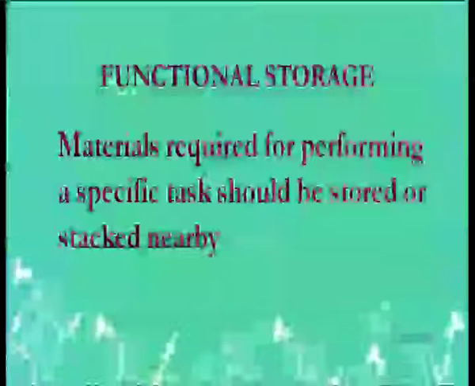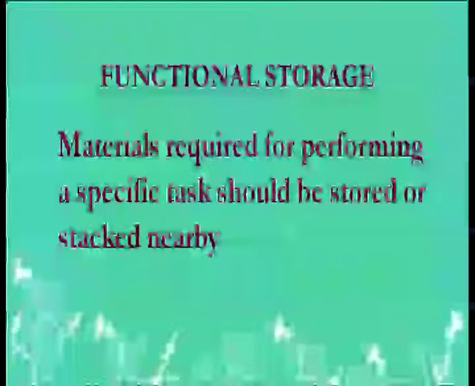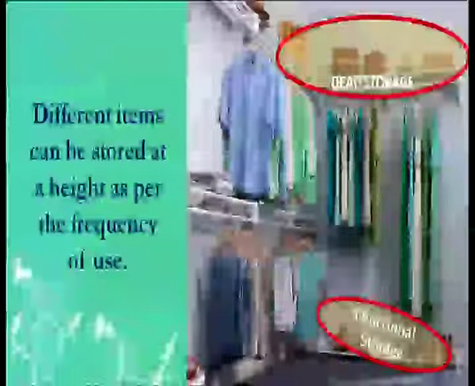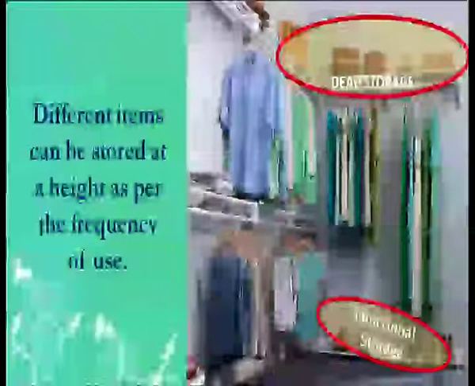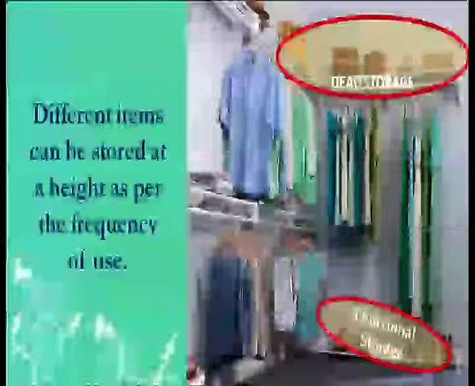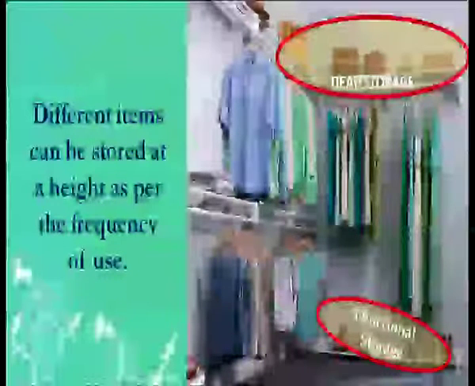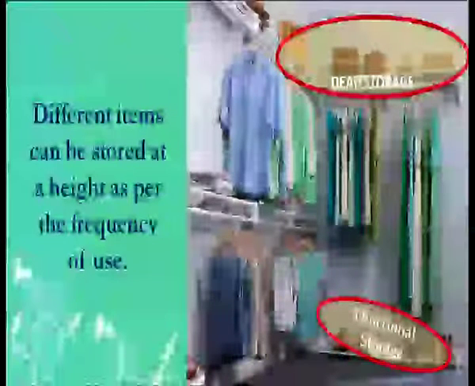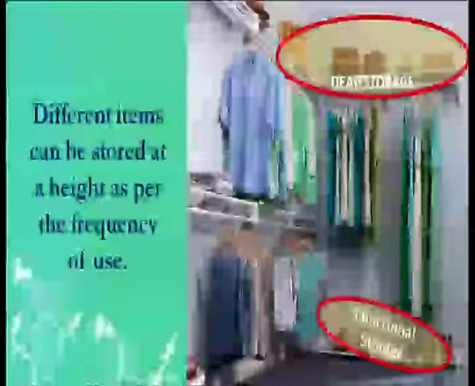Functional storage is the one where material required for performing a specific task should be stored or stacked nearby the activity area. Different items can be stored at a height as per the frequency of use. Here again we have shown the functional storage. As you can see, the sandals and shoes are kept down because you require them very often, but certain kind of boxes are kept above the hanging area, which is also known as dead storage, which I explained just now.